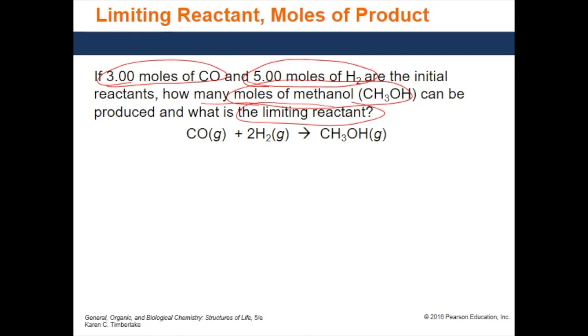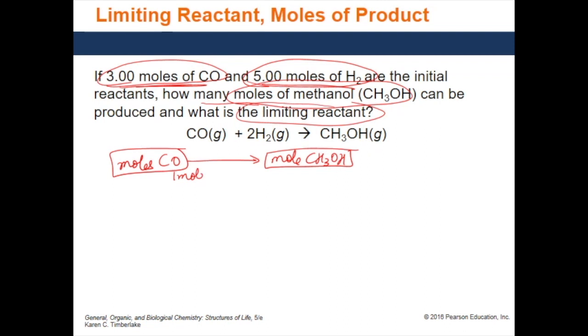So the first step for figuring out which is limiting: we are basically going to go from each reactant to product and figure out how much product is being produced. So we will first convert moles of CO to moles of product, which is CH3OH. And what is the conversion factor here? 1 mole of CO produces 1 mole of CH3OH. And we have already confirmed that this reaction is balanced: 1 carbon, 1 carbon, 1 oxygen, 1 oxygen, 2 times 2, 4 hydrogen, 3 plus 1, 4 hydrogen.